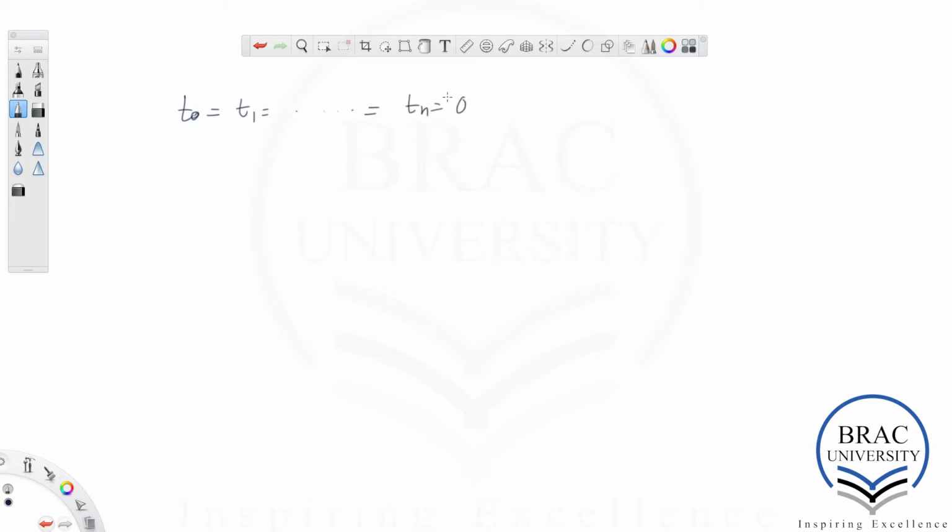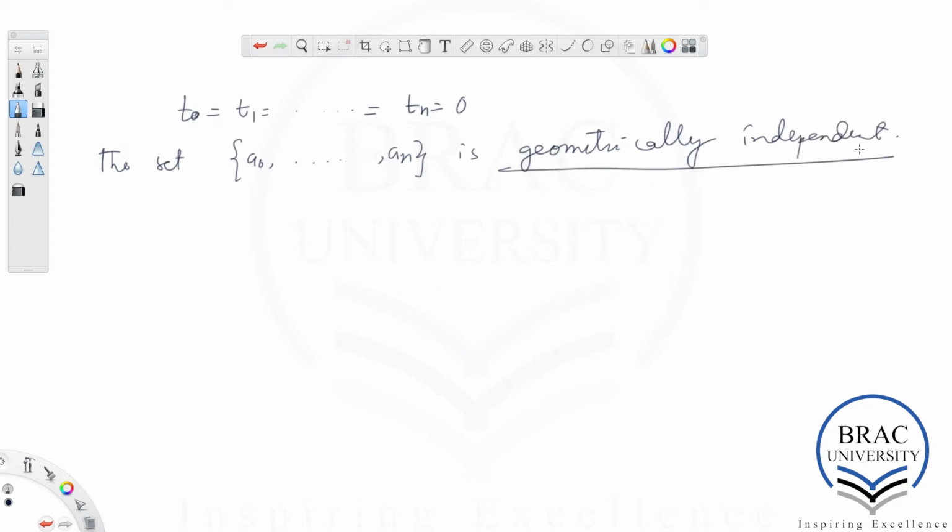Which means that the set a0, a1 all the way up to an is geometrically independent. This is what we need. So this is how we establish the relationship between geometric independence and linear independence.